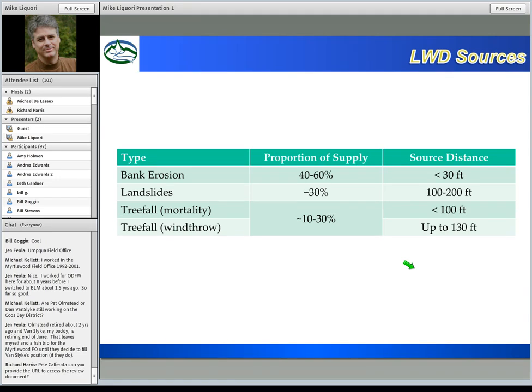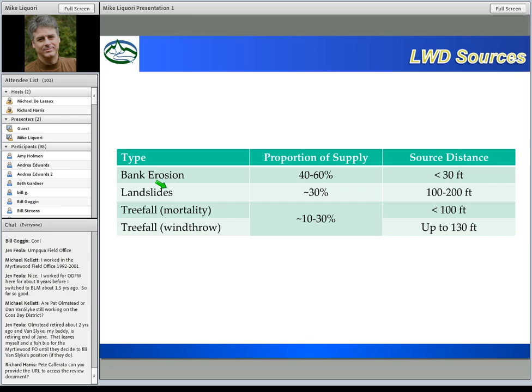In California, there's some work that Lee Benda has done. He'll talk about that, I think, in 3 weeks, where about 40 to 60% of the wood recruitment that we observe in California comes from bank erosion. The source distances for these types of systems tend to be less than about 30 feet. It's hard to erode the bank 150 feet away from the channel. So there's kind of a limited range there.